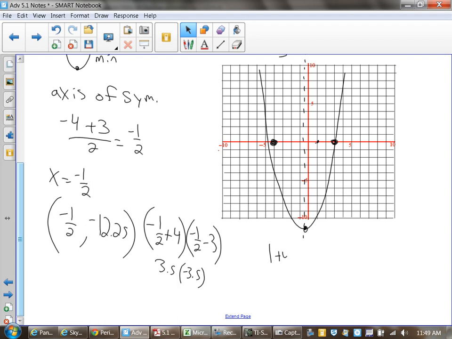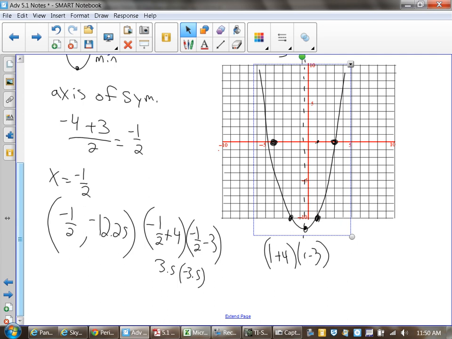what's 1 plus 4? What's 1 minus 3? Negative 2. What's 5 times negative 2? There's 0. That means at... Yes, it is. 1 is 1.5 from negative 1/2. 2 is 1.5 away from negative 1/2. What you're doing is you're finding symmetric twins.